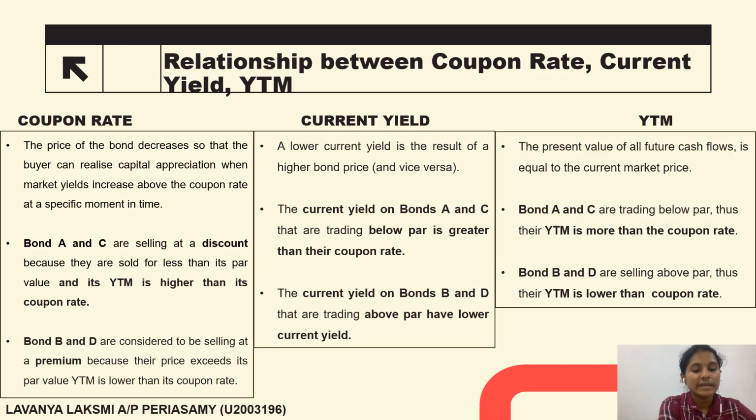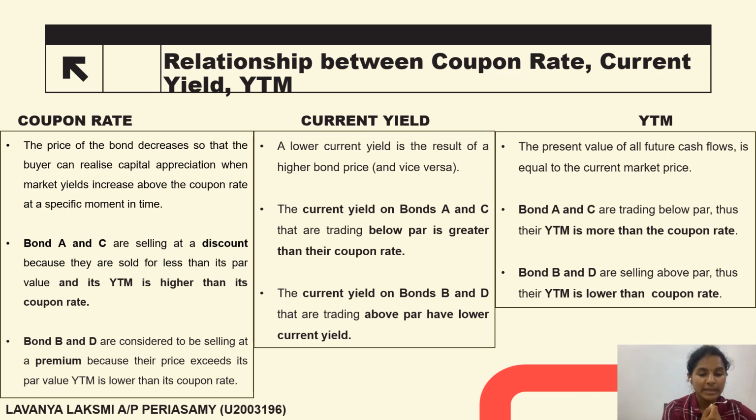Okay, so the next question is the relationship between the coupon rate, current rate, and YTM, yield to maturity, between all these 4 bonds. As for the coupon rate, if the price of the bonds decrease, the buyer can realize the capital appreciation when the market yields increase above the coupon rate at a specific moment in time. So in this case, bond A and bond C are selling at a discount because they are sold for less than their par value, and their YTM is higher than their coupon rate.